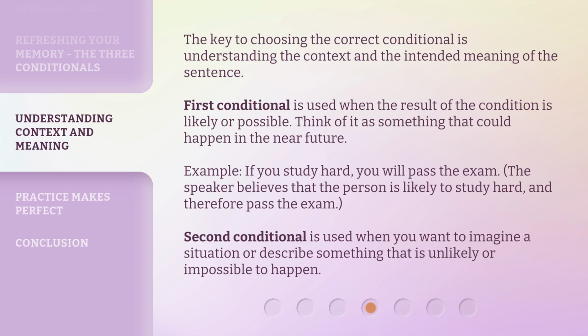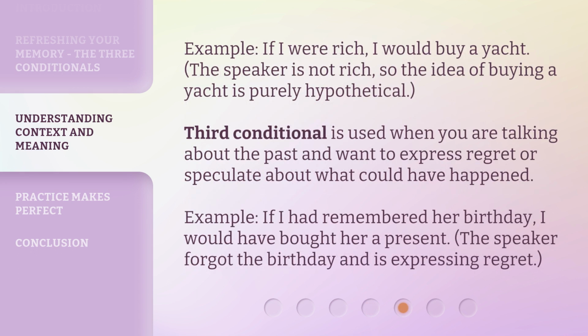Second conditional is used when you want to imagine a situation or describe something that is unlikely or impossible to happen. Example: if I were rich, I would buy a yacht. The speaker is not rich, so the idea of buying a yacht is purely hypothetical.